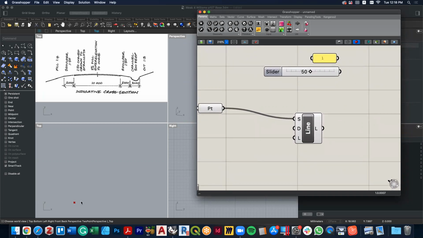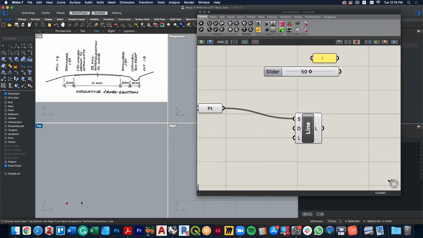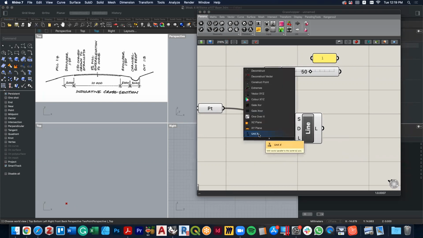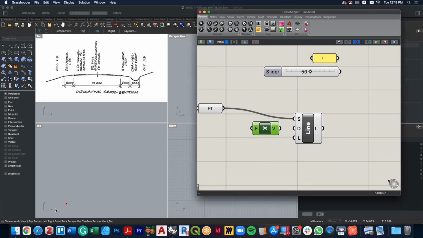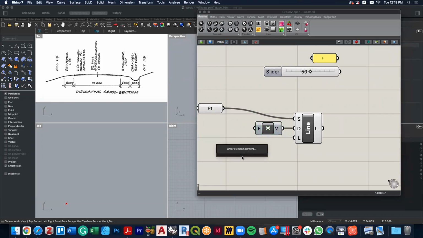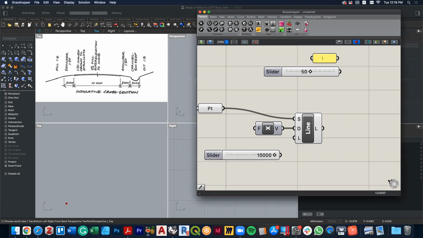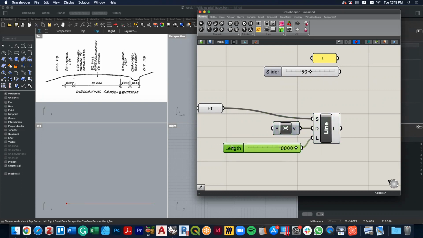If we look at this top view, we can see that I'm trying to move across. We know that the road is 10 meters wide. When it says D for direction, it's easiest sometimes to just put in a vector. So I'm going to put in unit X to go in the direction of the X axis. The length, of course, is 10,000, and if I plug that in, we have a line that's 10,000. So that's just giving us our basic thing.